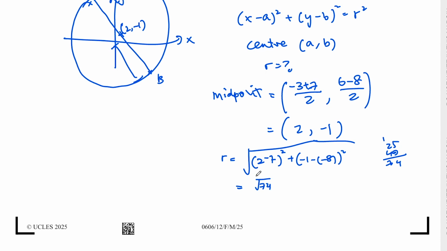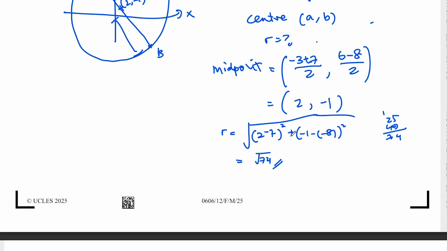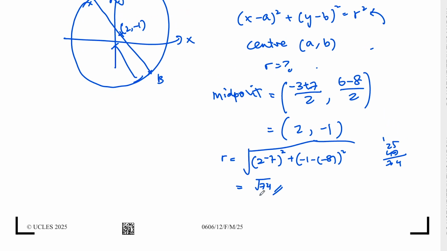Right, so 74. Okay, we can just leave it like this first, because when we sub it into the circle equation, we have to square it anyway. So let's put all this information into the circle equation.